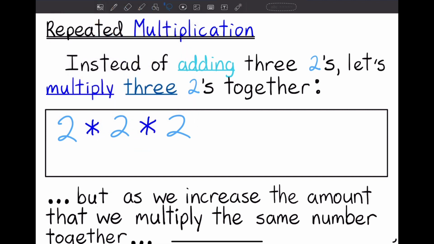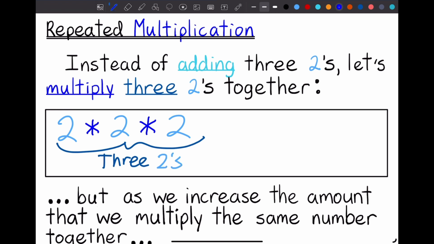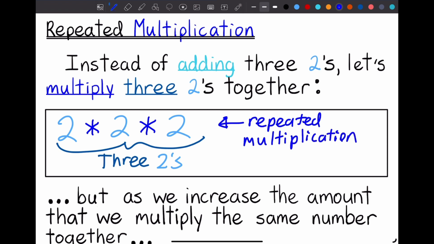Here we go. And since we're multiplying 3 2's over and over again, this is why we call this repeated multiplication, because we're multiplying the same number over and over again. Or another way we could say is we're multiplying the same number repeatedly. And just like repeated addition, multiplying 3 2's is very short to write down.